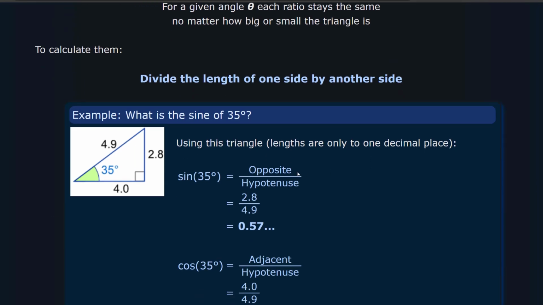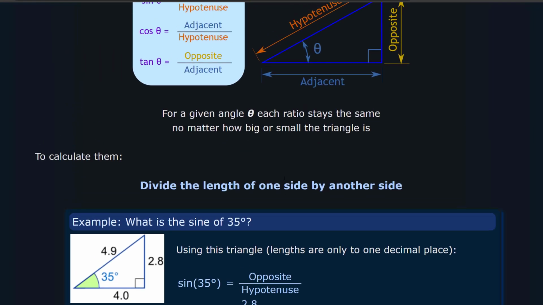And the very important thing about this definition of the sine, cosine, and tangent is that it doesn't matter the length of the sides of the triangle, but the ratio between these lengths.